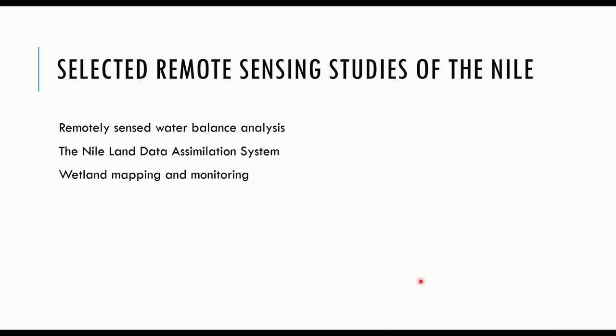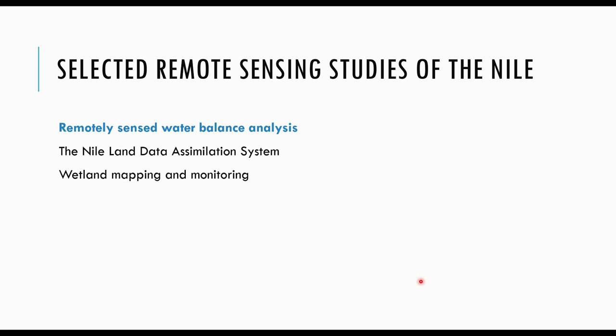The way I'll approach the three objectives is through these three studies. First, I'll be looking at remotely sensed water balance analysis. Next, I will talk about the Nile Land Data Assimilation System, which is an implementation of an LDAS, which was discussed in week one in the context of the Global Land Data Assimilation System. We customized one for the region. I'll talk a little bit about that. And then finally, this wetland mapping and monitoring project.